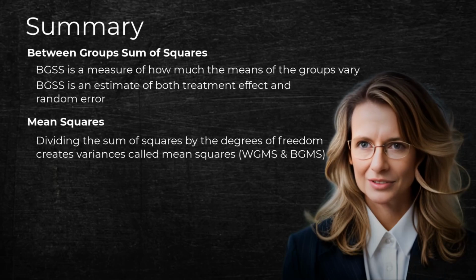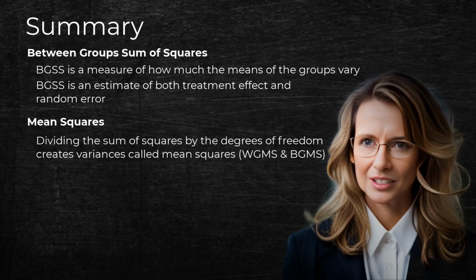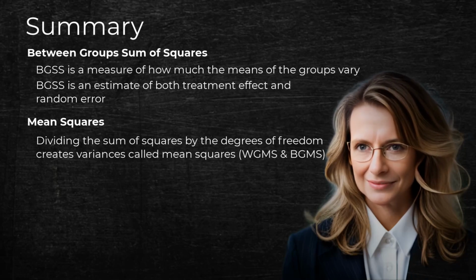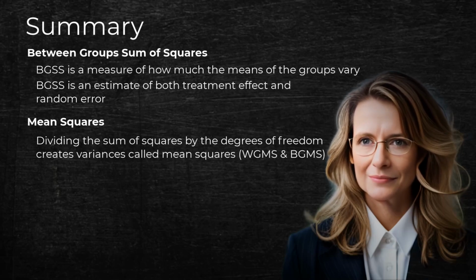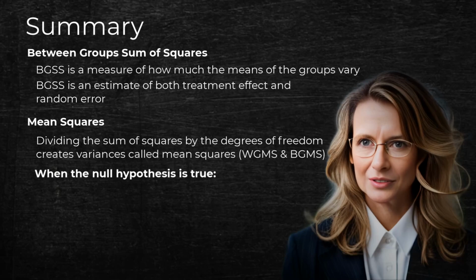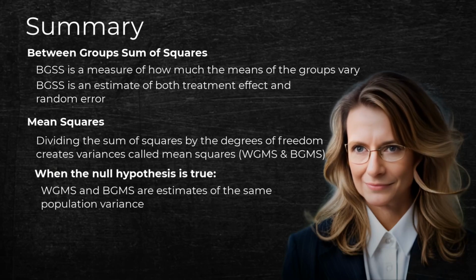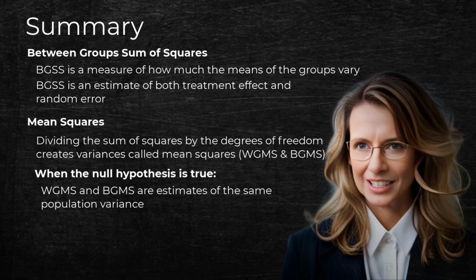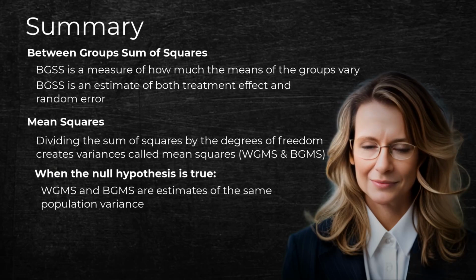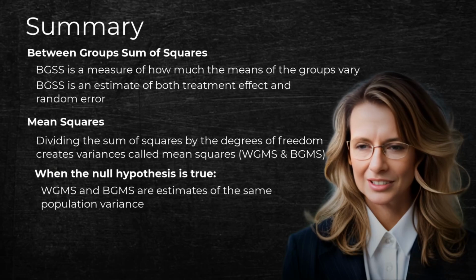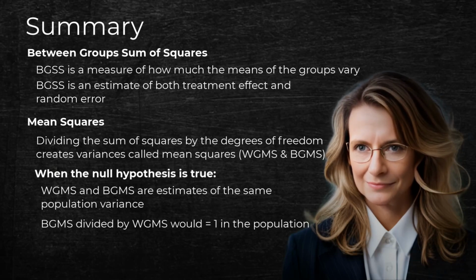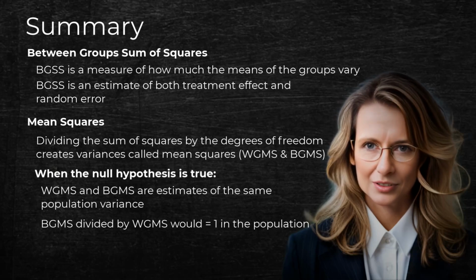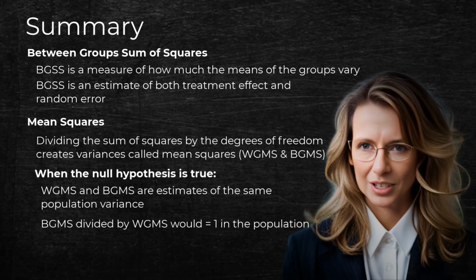When we divide the within groups sum of squares and the between groups sum of squares by their associated degrees of freedom, we create two variances called mean squares. These are the within groups mean square and the between groups mean square. When the null hypothesis is true, and there are no differences between the group means in the population, both of these mean squares are separate and independent estimates of the population variance. Therefore, over a large number of repetitions of the ANOVA, if we were to divide the between groups mean square by the within groups mean square, the result would be equal to 1.